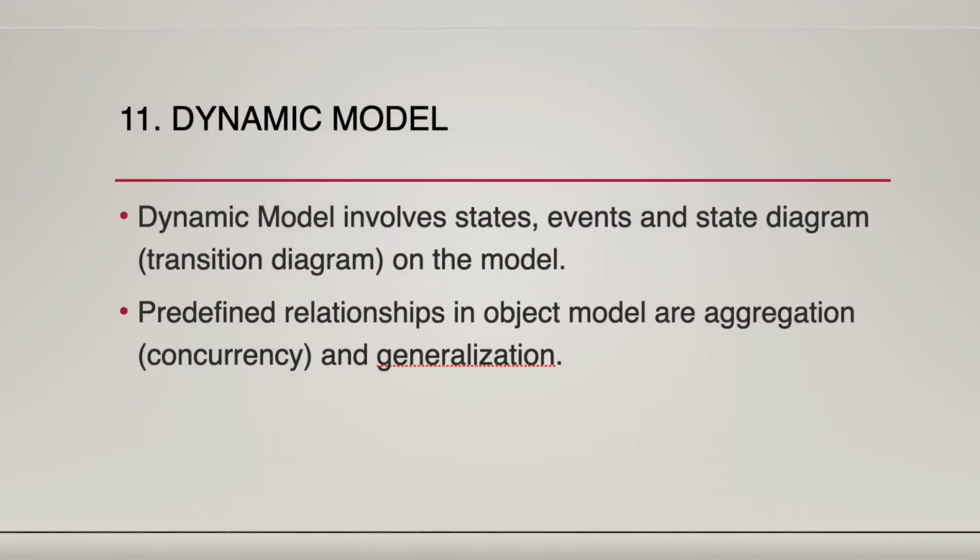Second is the dynamic model. The dynamic model involves states, events, and state diagram, that is, transition diagram on the model. Main concepts related with dynamic model are states, transition between states, and events to trigger the transitions. Predefined relationships in object models are aggregation and generalization, that is, concurrency.